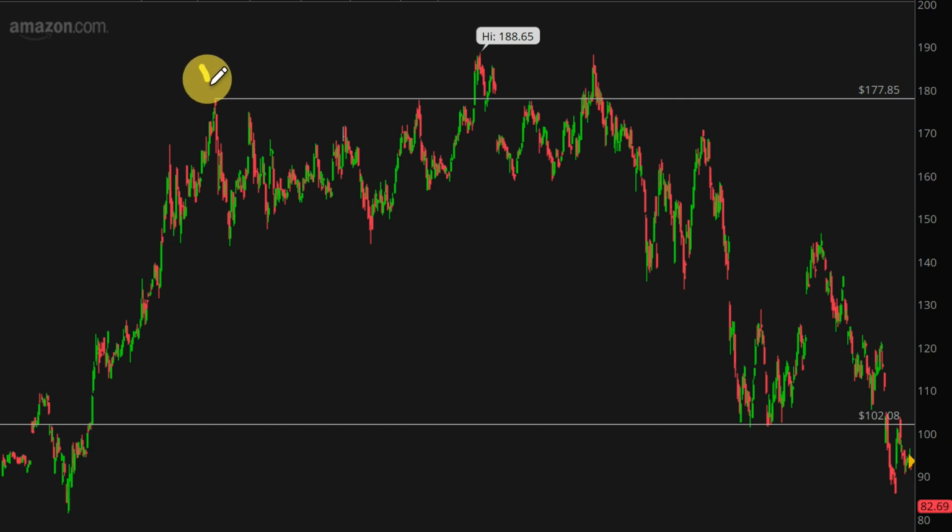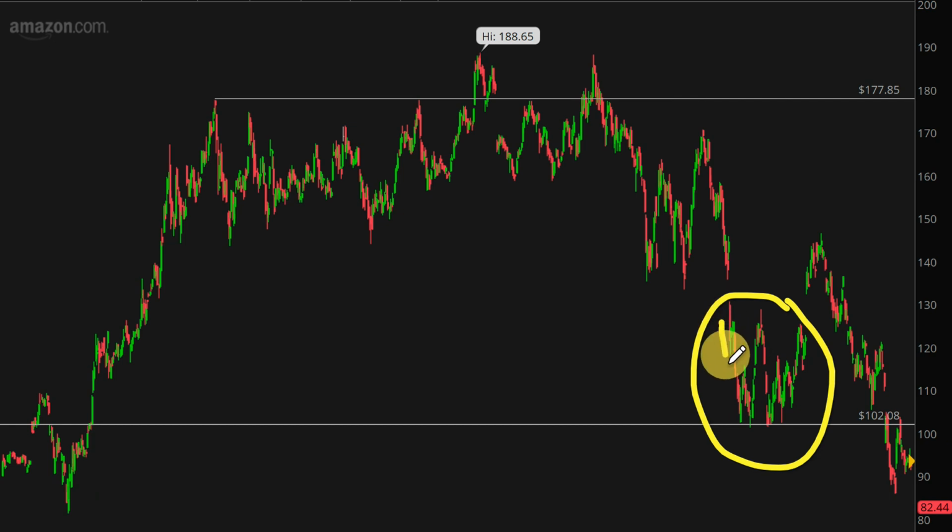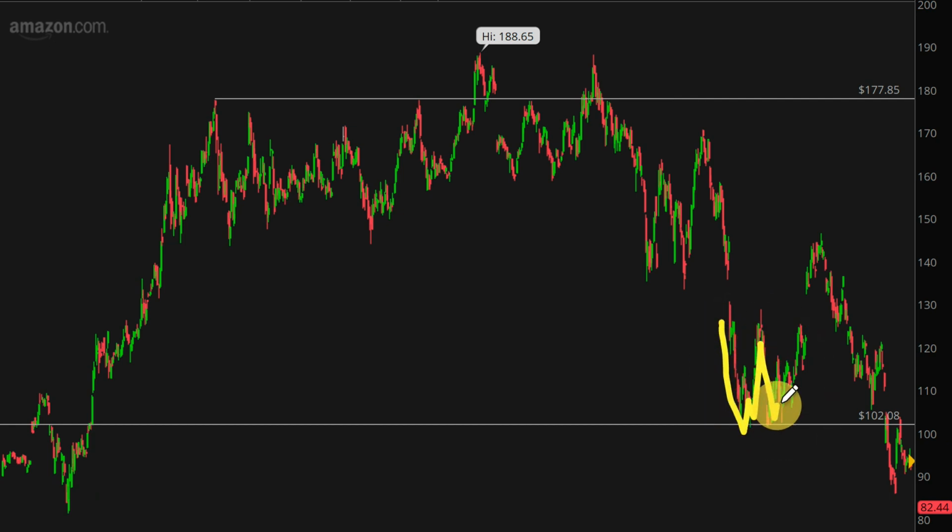So we can see it rejected over here, rejected over here, rejected over here. This is resistance. It broke over here, but what happened? It fell right back below it. It broke over here, but again what happened? The seller stepped in and sent it back lower. Now, over here, what do we see? We see support. Stock came down, held, came down, held, came down, held. So many times, the sellers tried to push it below this support, but they couldn't.